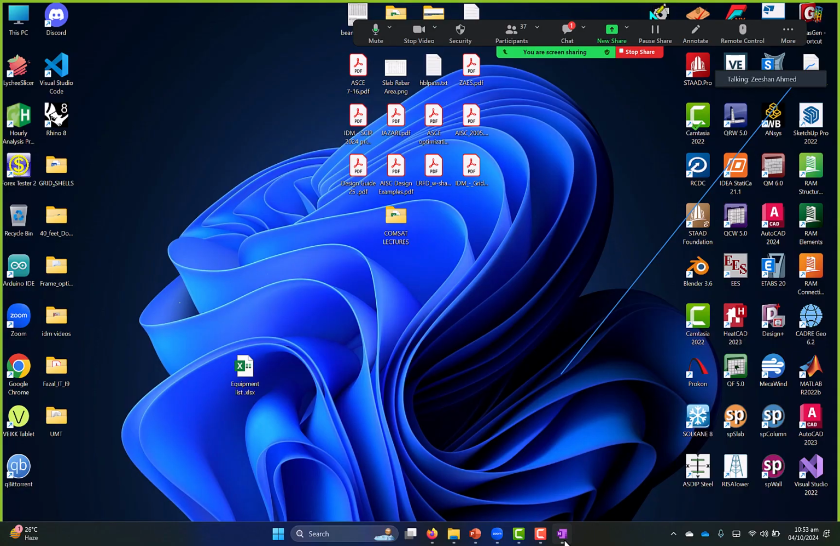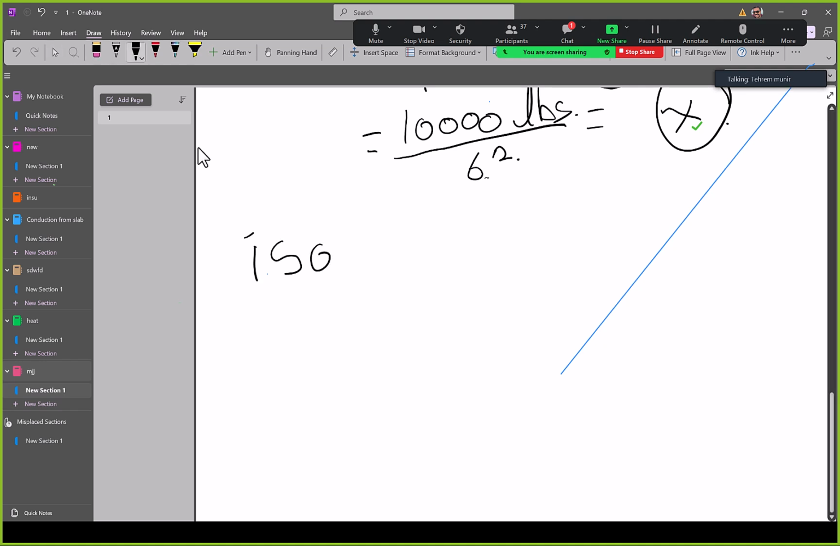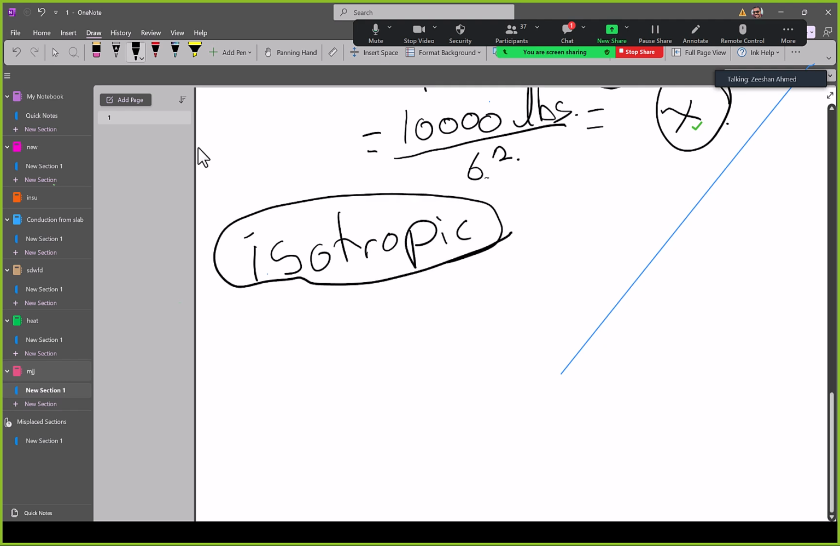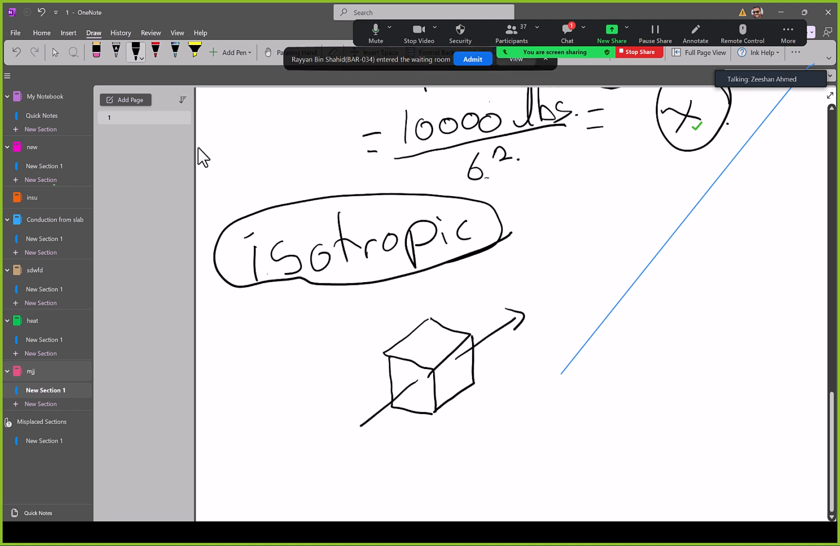One more term I want to introduce you to is isotropy. What is isotropic? Isotropic is a very important concept in engineering. Isotropic means that a material has the same mechanical properties in all directions.